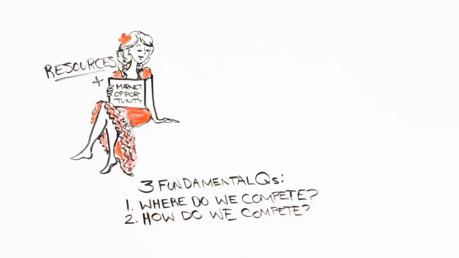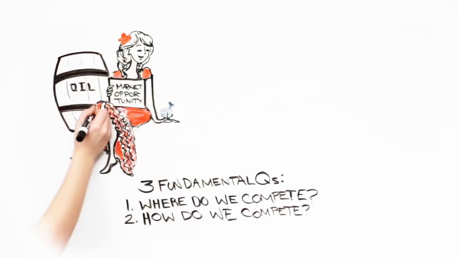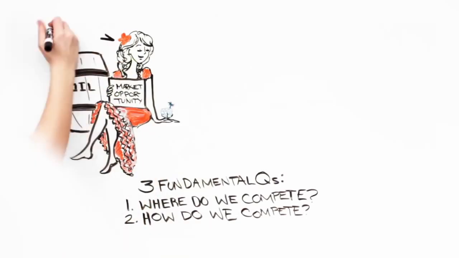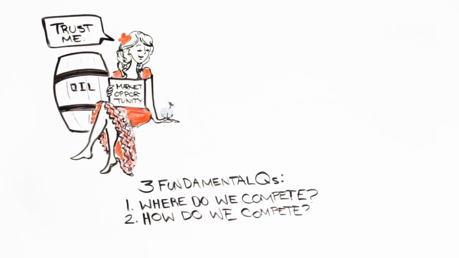How do we compete? To answer this question, we need resources and capabilities that enable our company to serve the market opportunity better than any other competitor. These resources could be tangible, such as a diamond mine or an oil field, or intangible, such as skills, trust, or company reputation. We are going to spend a lot of time discussing exactly what kinds of resources and capabilities can give your company this sort of advantage over competitors.